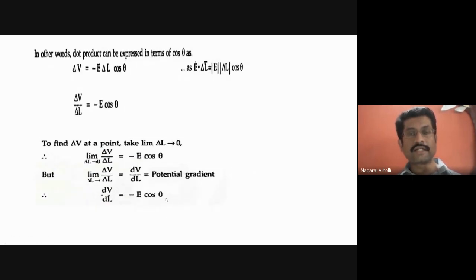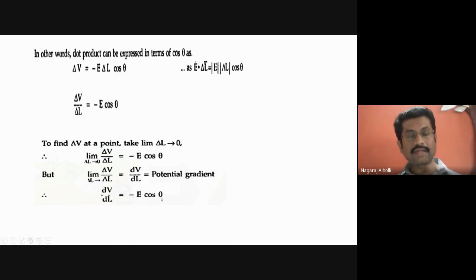How much is cos 180? Cos 180 is -1, sir. -1. You are right. So it is minus E into -1. That will be plus E. Therefore, dV by dl will be maximum.